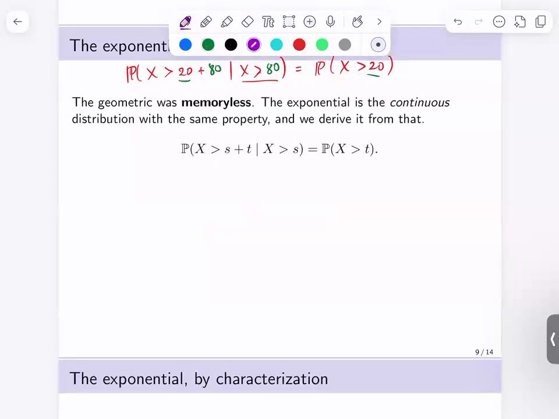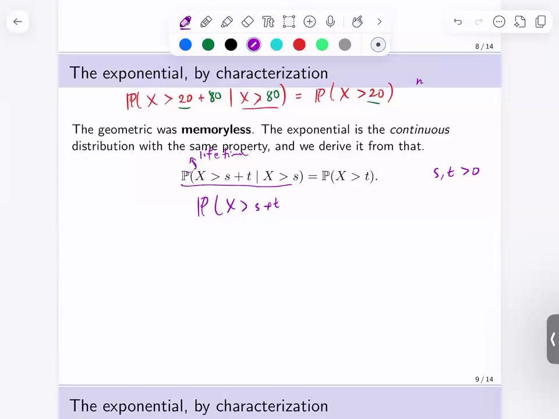To see it, I can write this probability as the probability of x bigger than s plus t. s and t are both positive. So s plus t is again a lifetime. They're non-negative quantities. This is not true for humans, so far, not true for humans that we know of.